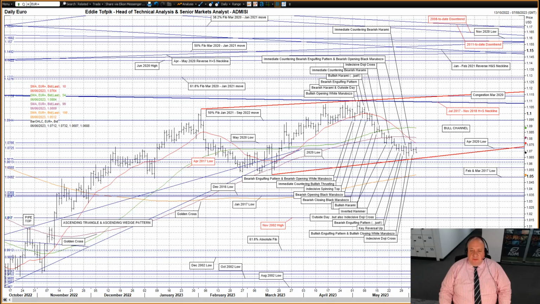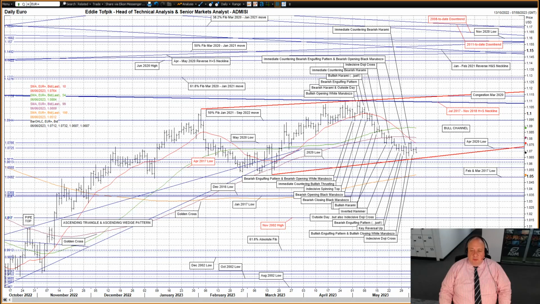Above we have congestion from the April 2020 low at 107.25, and then the May 2020 low at 107.66, followed by the slowly dipping medium moving average, currently 108.09, and the short medium moving average, currently 108.85.